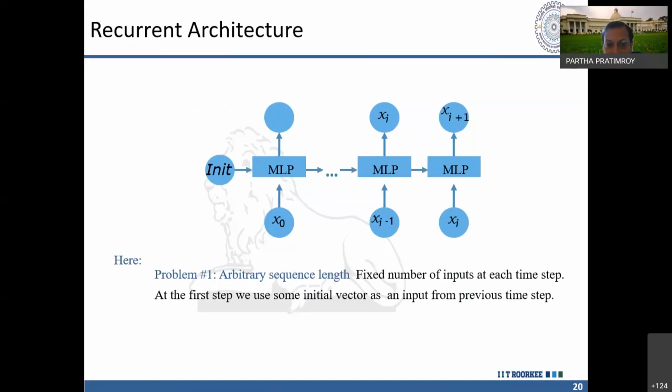Can we do it using a multi-layer perceptron? Is it possible? Think of it. Can we do it using a multi-layer perceptron? Anirudh said yes. How can we use it? Can you please unmute your mic and speak?